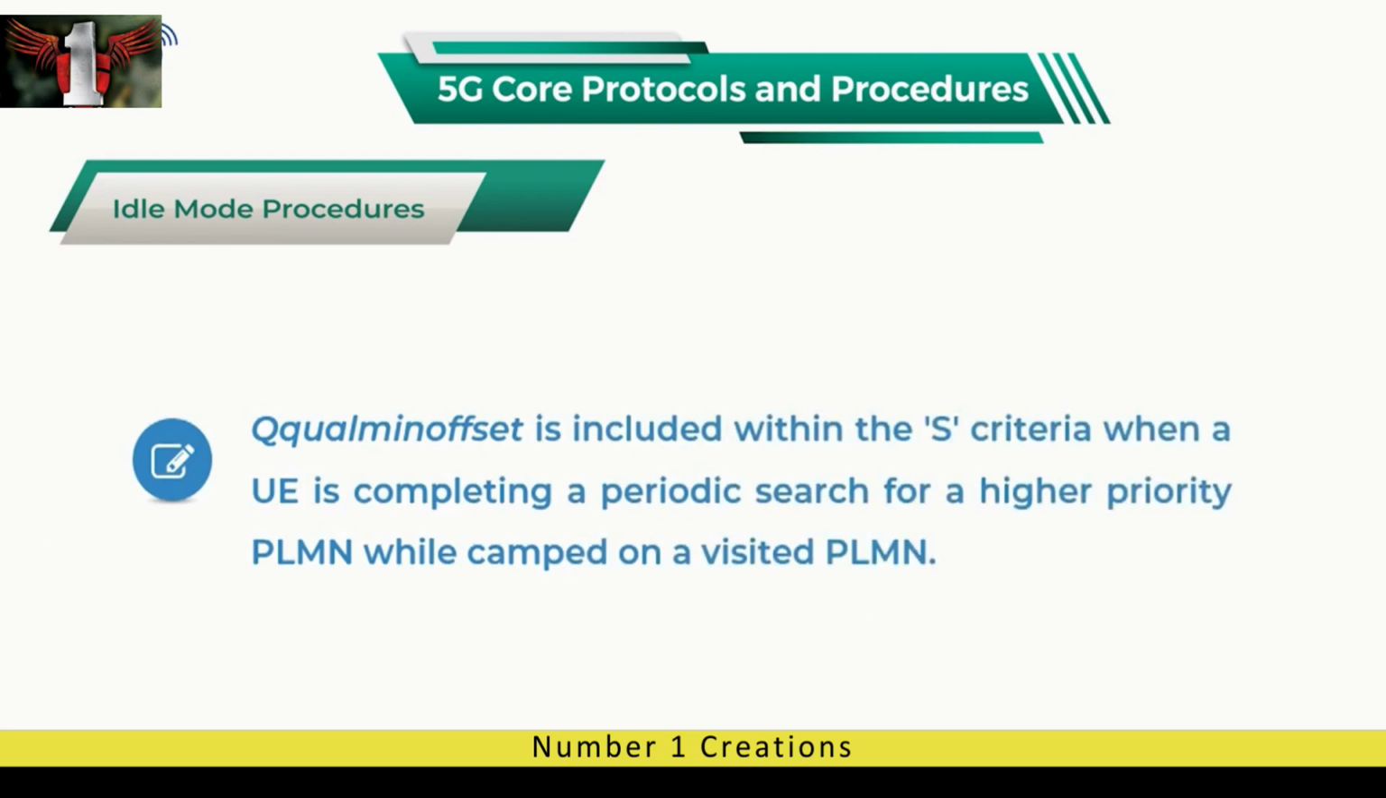Q quality minimum offset is included within the S criteria when a UE is completing a periodic search for a higher priority PLMN while camped on a visited PLMN. The value of Q quality minimum offset is always positive, so the cell selection criteria become tougher. The objective of using this offset is to help reduce the potential for ping pong.